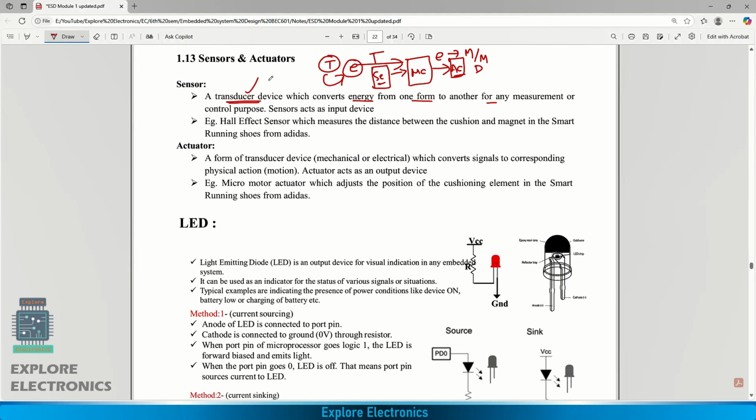So those two are transducers. Sensors are transducers, and actuators are also transducers. One is called an input transducer and the other an output transducer. It will usually be a mechanical or electrical unit, and sensors can be mechanical units as well, and some electrical units also. A very good example for an actuator is the LED.